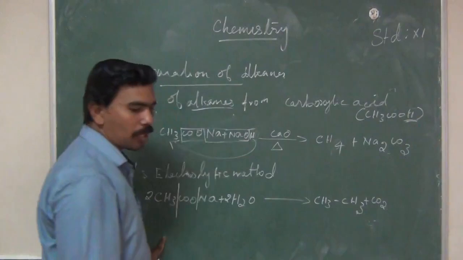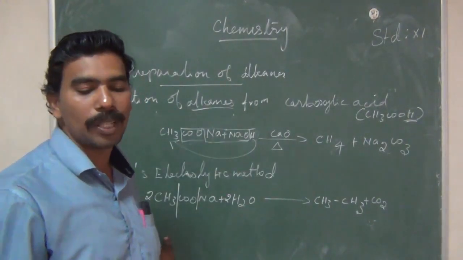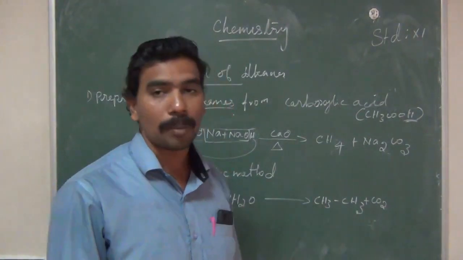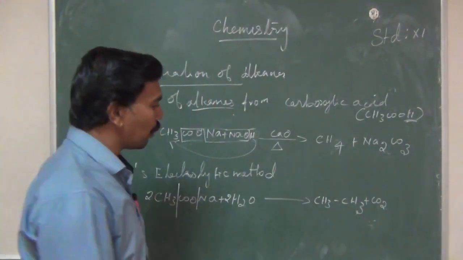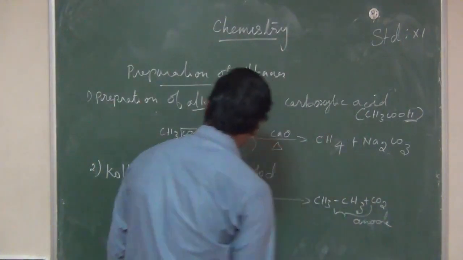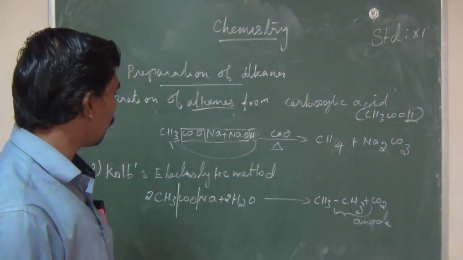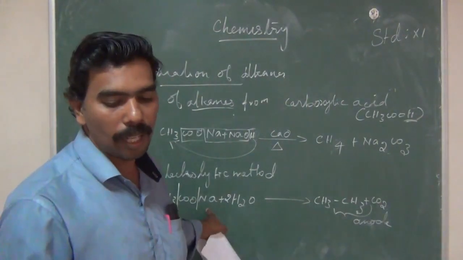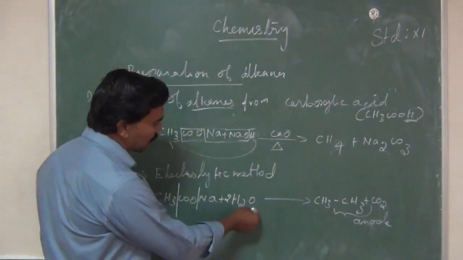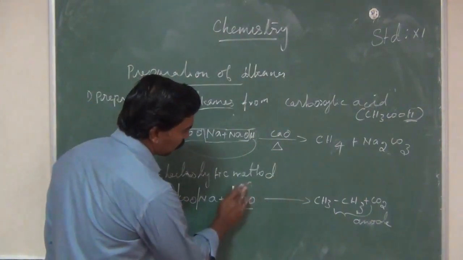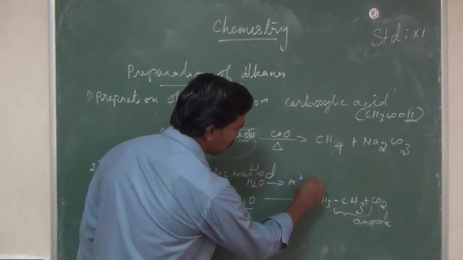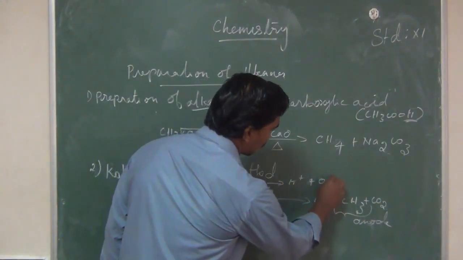The next thing is carbon dioxide. This is an electrolysis process, which means anode and cathode will come. This is the anode. The ethane and carbon dioxide are deposited on the anode part. Then at the cathode, the remaining things are sodium hydroxide and hydrogen. This is the dissociation of the water, H plus and OH minus.